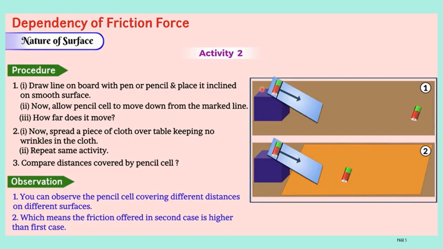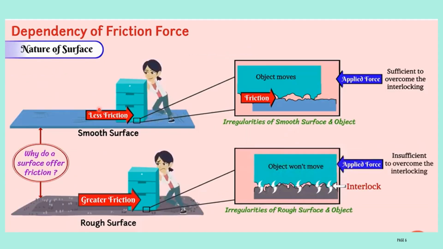When you have less friction, the pencil cell will cover more distance. When you have more friction, it will cover less distance. Consider two surfaces here: one is a smooth surface, another is a rough surface. On the smooth surface, you can easily push the load. On the rough surface, it is very difficult to push the load.